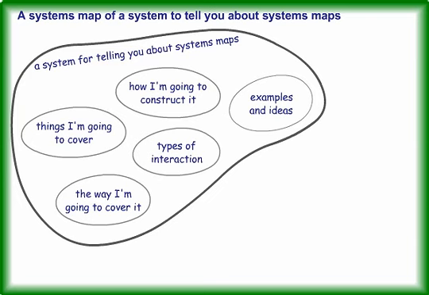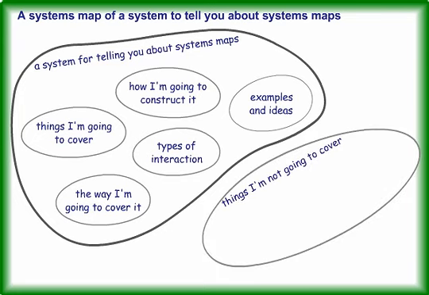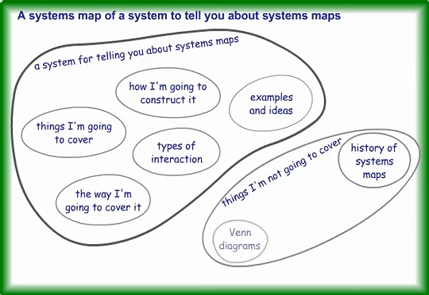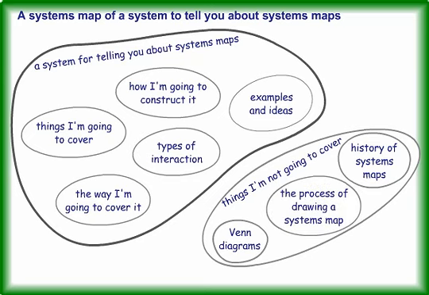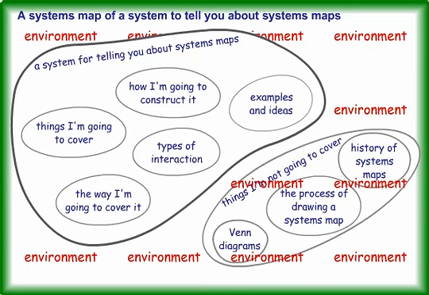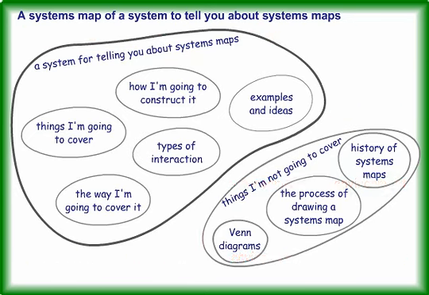Outside the boundary will be things that are not part of the system. This might include things I'm not going to cover. For example, I'm not going to talk about the history of systems maps, or describe similar forms such as Venn diagrams. And I'm not going to discuss the process of drawing a systems map, as this is covered in a later session.